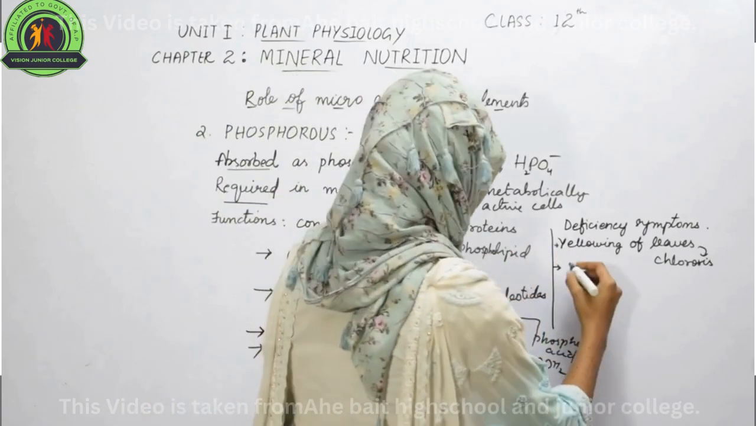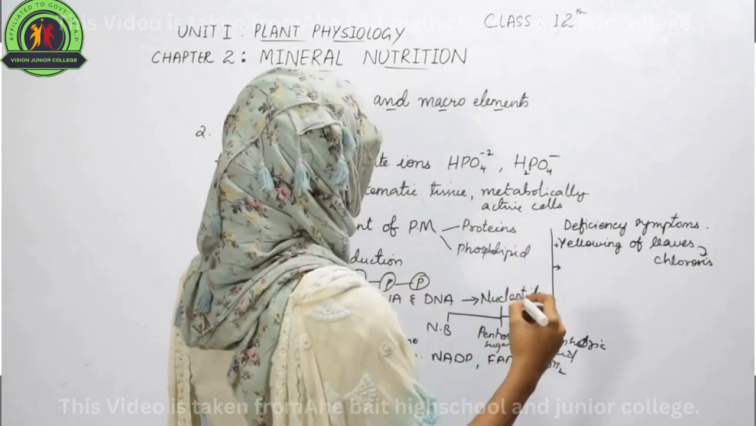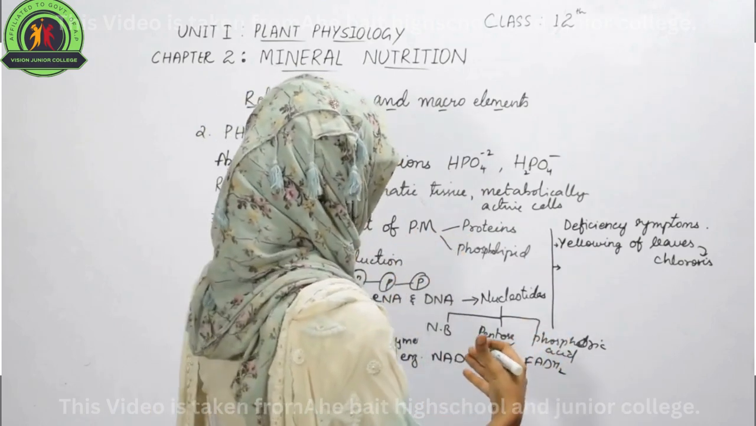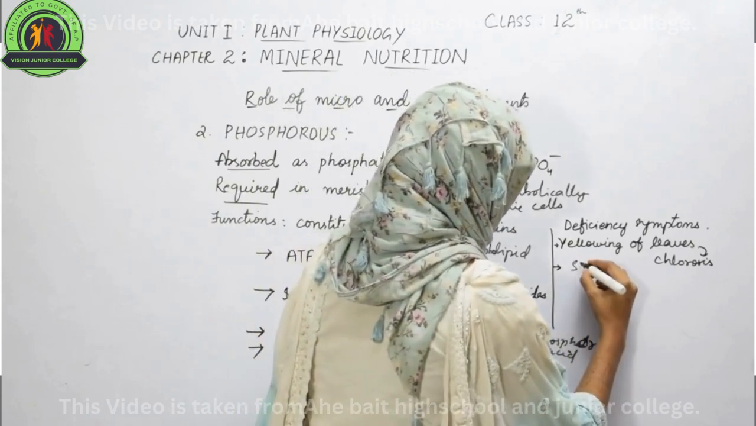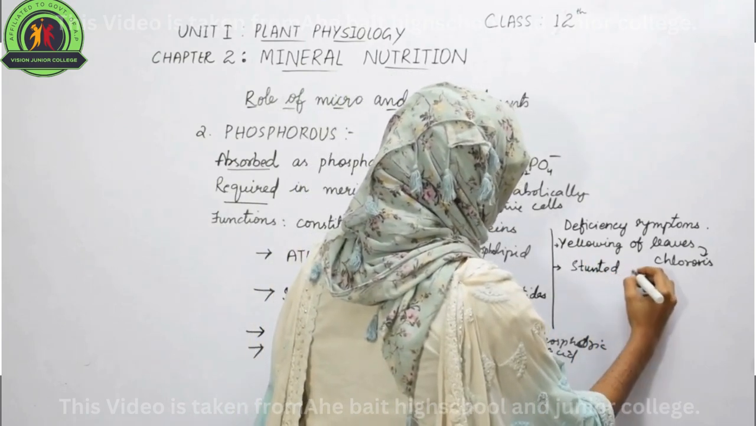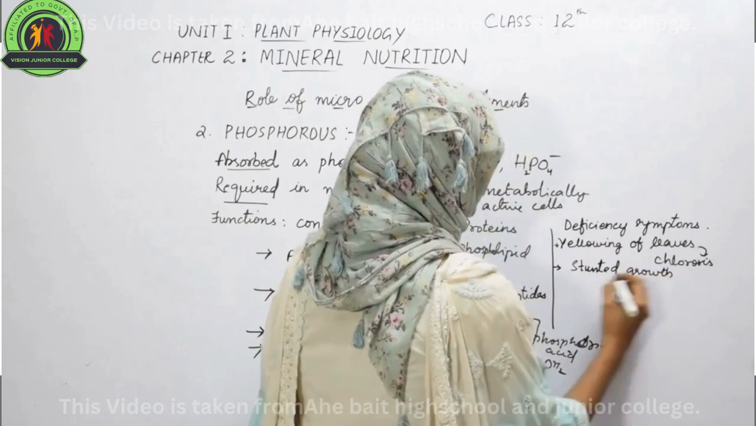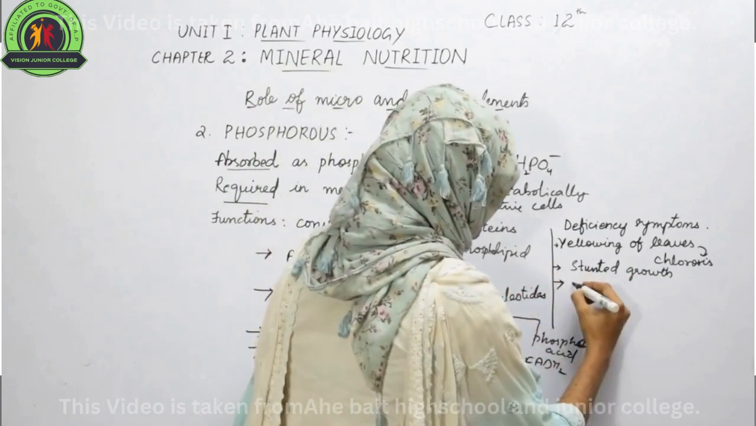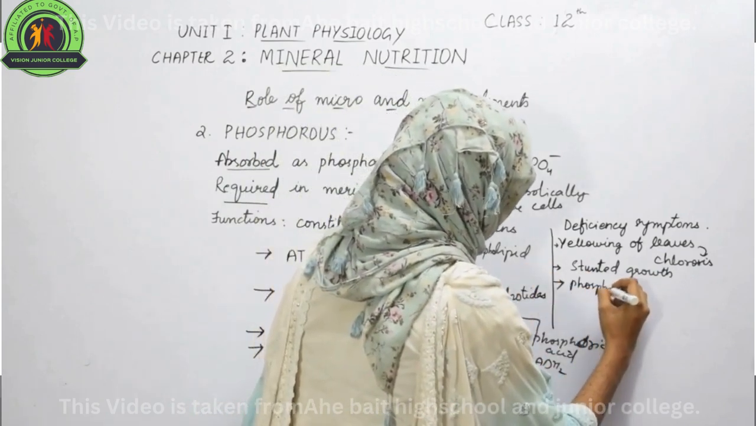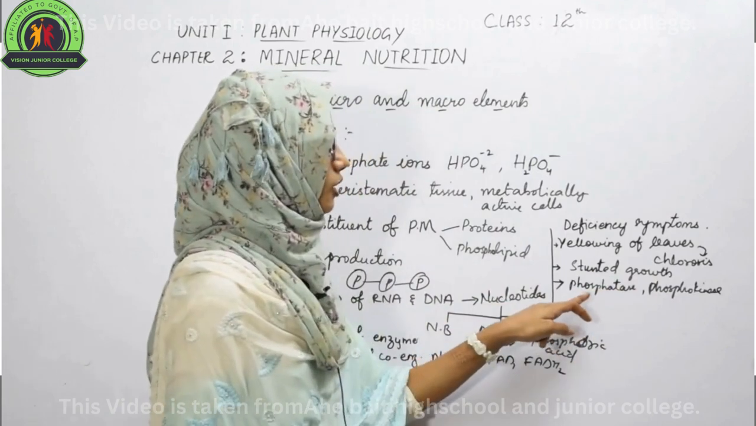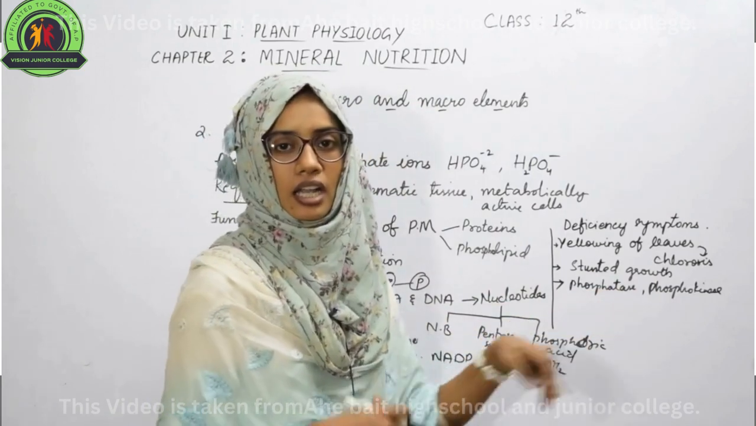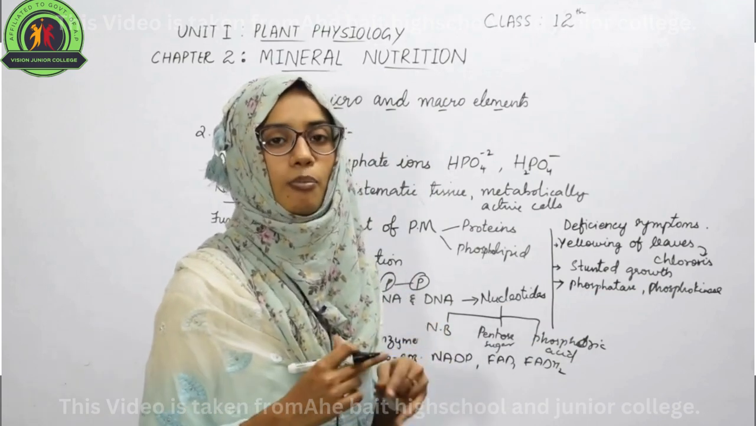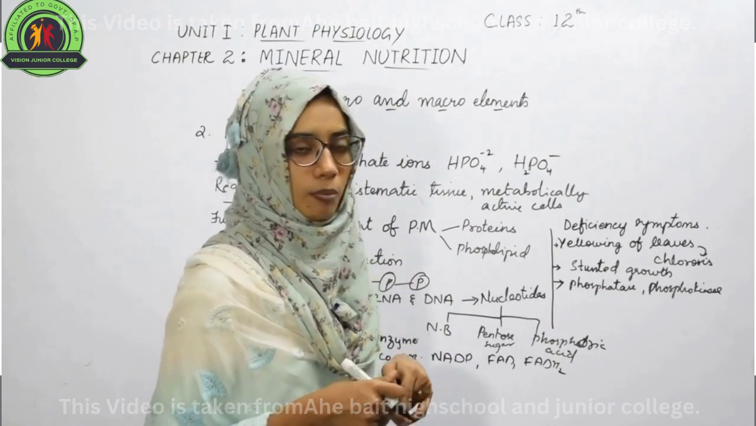The next deficiency symptom: as phosphorus is required in the formation of the plasma membrane, that is, in the synthesis of proteins, if these proteins do not get synthesized, then stunted growth can be seen in the plants. Due to the deficiency of phosphorus, enzymes like phosphokinase and phosphatase are activated. Due to the activation of these enzymes, breakdown reactions take place in the plants.